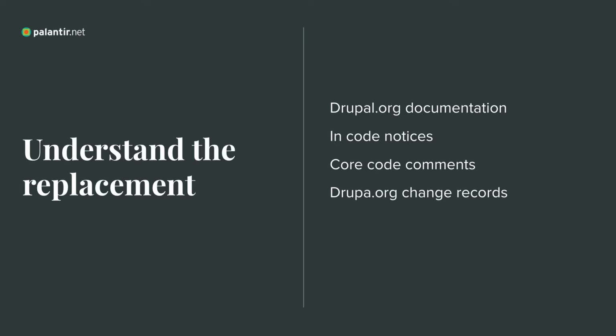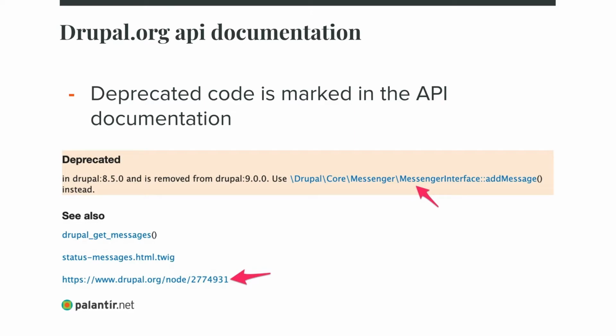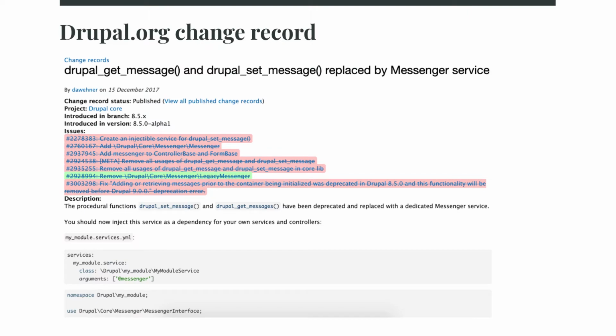Once you've identified those issues, you're going to need to understand the replacements that you need to make. So the first place you might start is Drupal.org itself. Drupal.org in the API documentation will often put a message that says, hey, this thing has a deprecation in it, or the method is deprecated itself. Under that, it'll usually list a Drupal.org node page, and that node page is usually the change record.